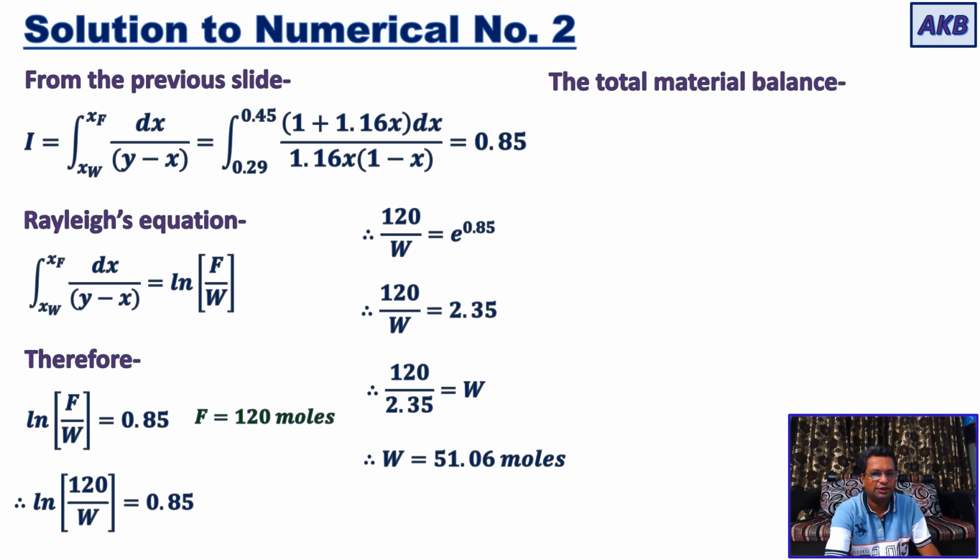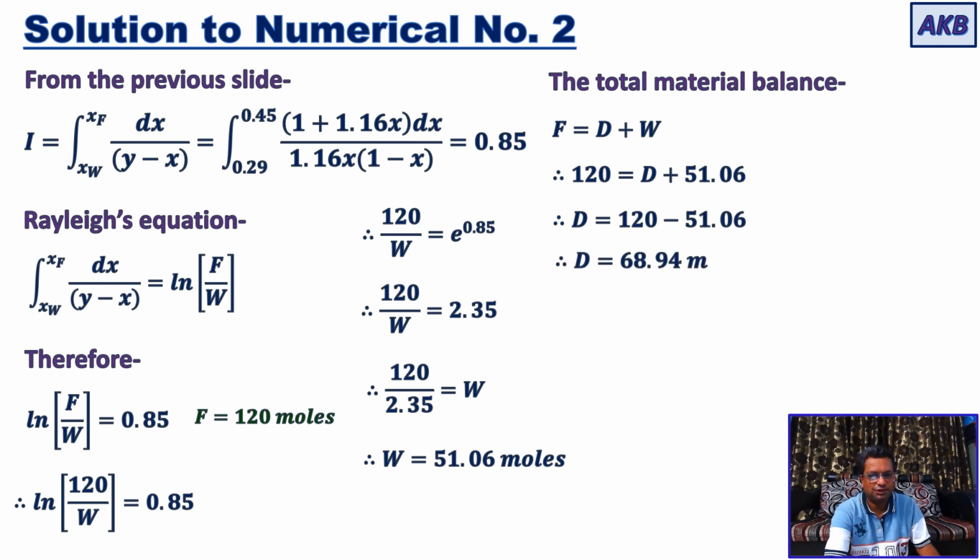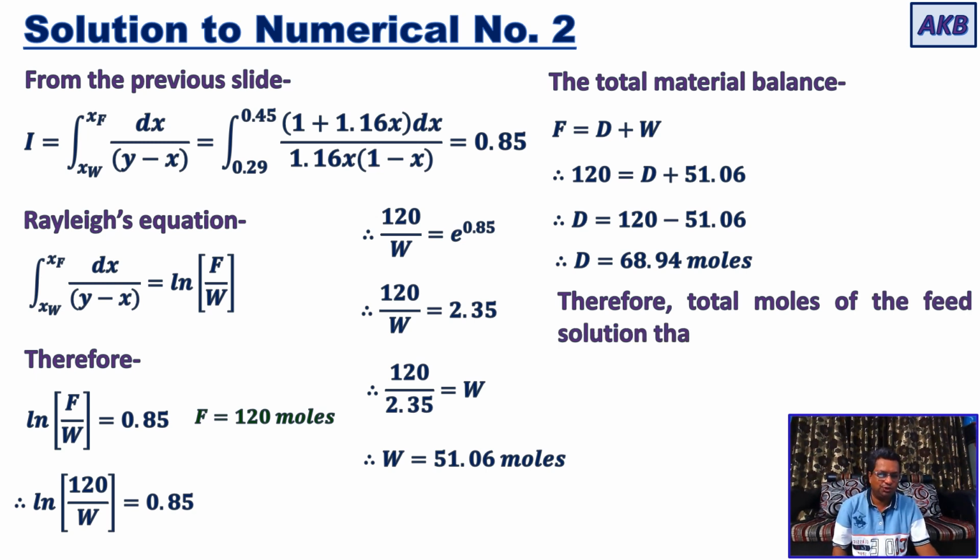Okay, then the total material balance, in order to get D, F is D plus W. So that is 120 is equal to D plus 51.06. That is D is equal to 120 minus 51.06. That is D comes out to be 68.94 moles, and that is the final answer. Therefore, the total moles of the feed solution that gets distilled is 68.94. Okay. So with this, we get the final answer, and I complete my discussion for this video.